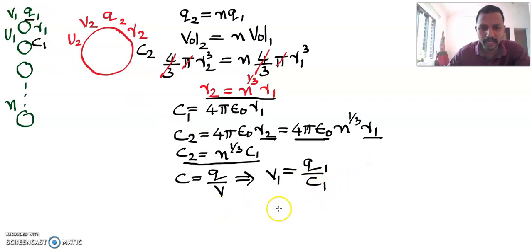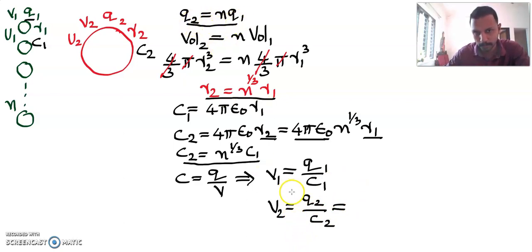Then, likewise, I could write V2. What's V2? V2 should be Q2 by C2. Is that clear? V2 should be the ratio of charge of the larger sphere divided by capacitance of the larger sphere, Q2 by C2. Then let's substitute for Q2. What is Q2? I could substitute Q2 as nQ1. Therefore, instead of Q2, I am substituting nQ1. Q2 is equal to nQ1 divided by C2, and C2 is equal to n raised to 1 by 3 C1. Therefore, n raised to 1 by 3 C1.